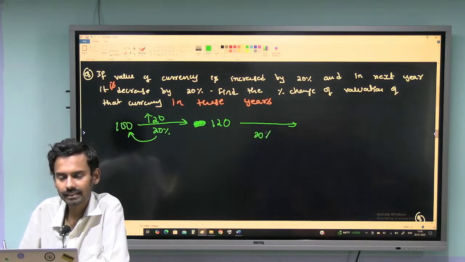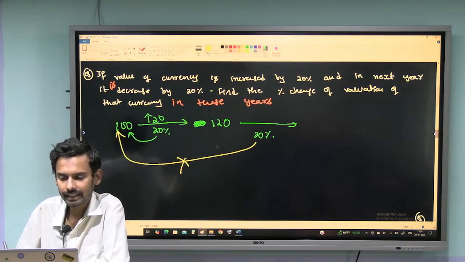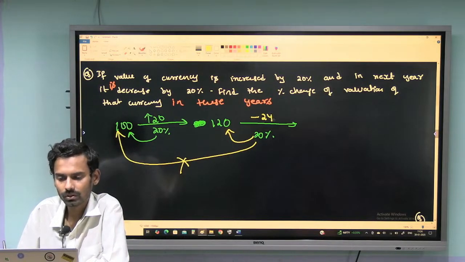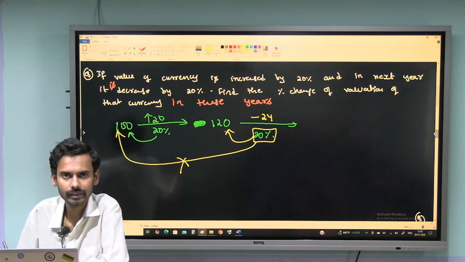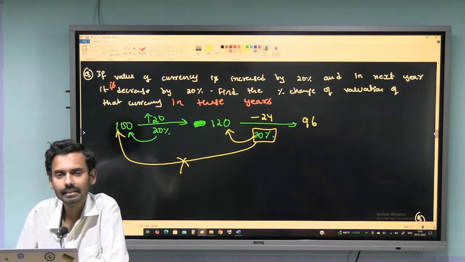When I need to decrease this by 20%, now it is not 20% of 100, it is 20% of 120. 10% of 120 will be 12, so 20% will be 24. So you need to decrease this by 24, which is nothing but 20% of 120. So if you decrease 120 by 24, you will be getting 96.